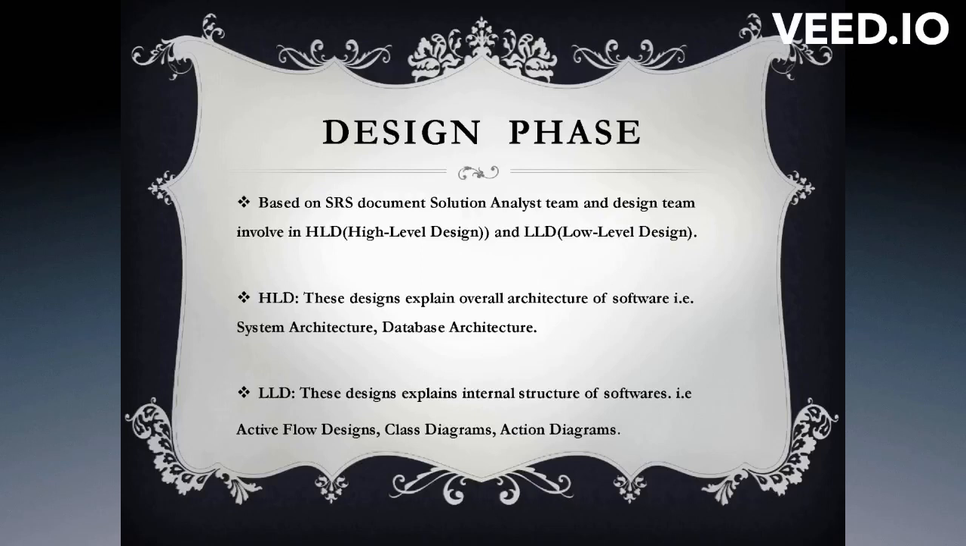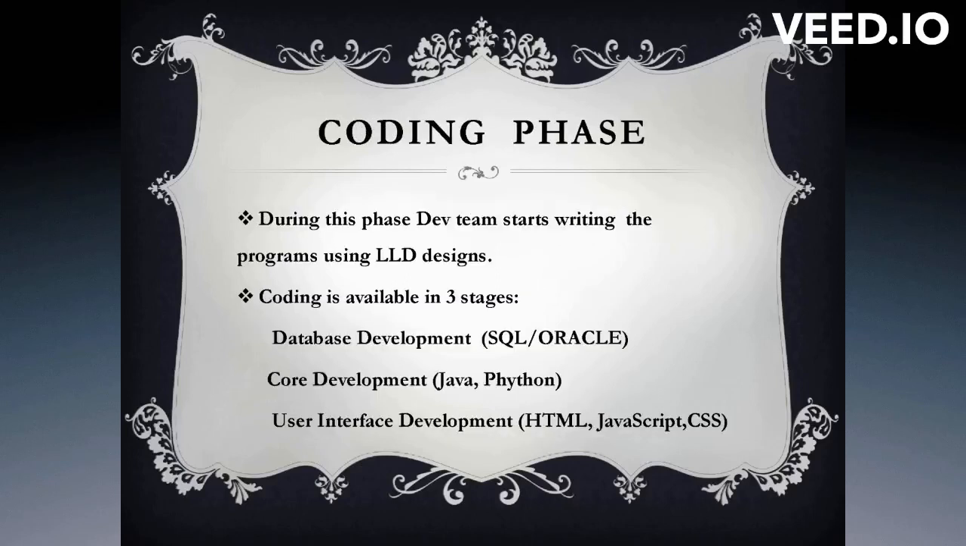Next one is the coding phase. In the coding phase, the development team starts writing the programs. Previously, in the designing phase, the LLDs were designed. Now, for those LLDs, the dev team will be writing the programs. So here the developers will be involved in the coding phase.